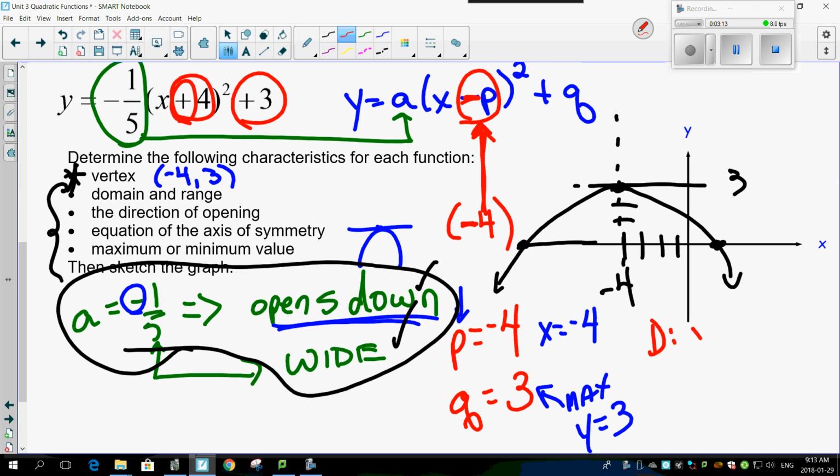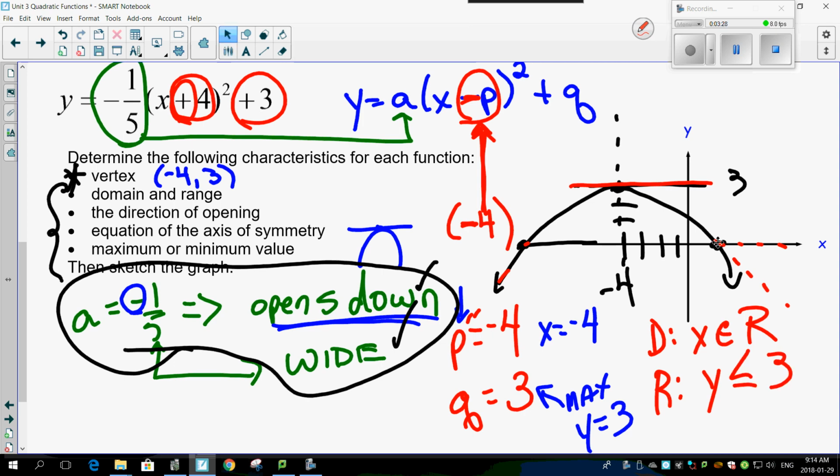Domain, well, guess what? X is an element of R, because you can see that this is going to go on in this direction forever and ever, and you have a maximum value, so your range is going to be y less than or equal to 3, and there you have it. So we'll do a couple more of these here just to get into the habit of things and see what we can do, but that's a really good start.